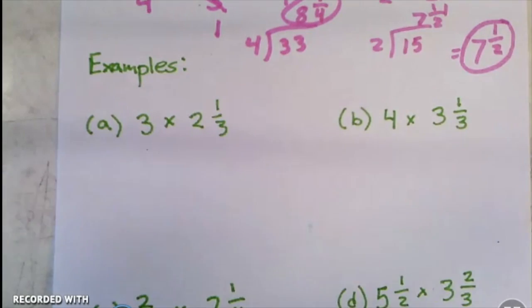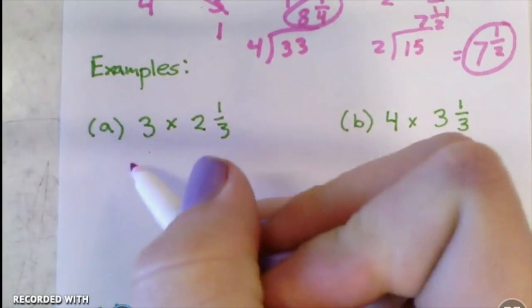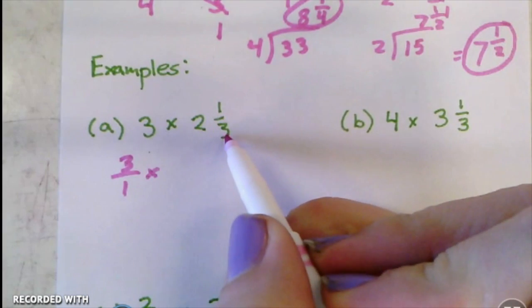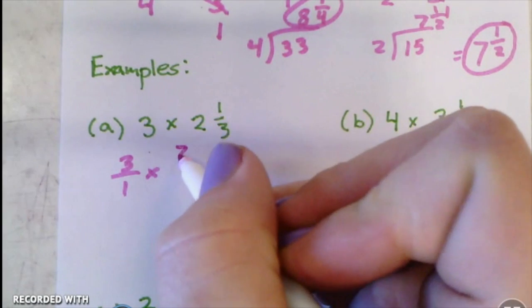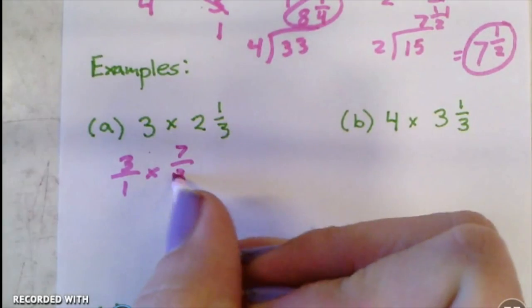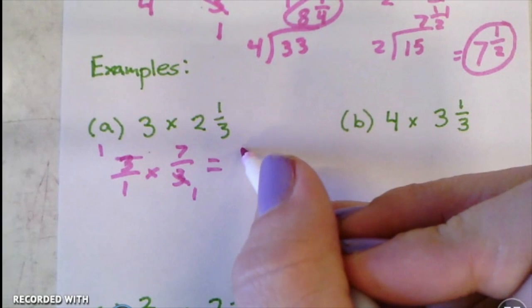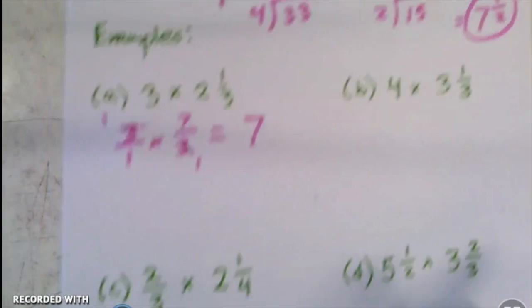The only other thing that can happen is you might be given something that is a whole number. So if it's a whole number, how do I make it into an improper fraction? All I do is I put it over 1. So this problem would end up being 3 over 1 times 2 times 3, which is 6, plus 1 is going to be 7 over 3. 3 goes into 3 once, 3 goes into 3 once, and so my answer is going to end up being 7 over 1, or just 7. All right, try B on your own.